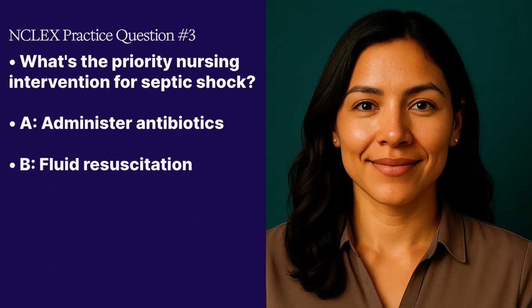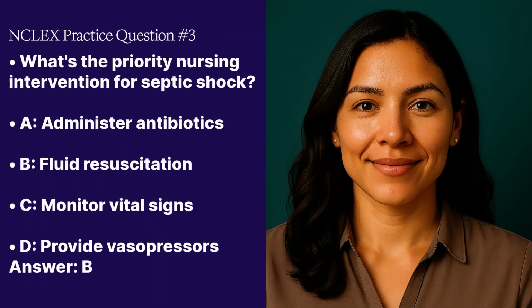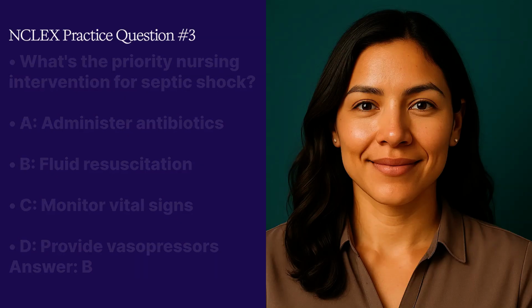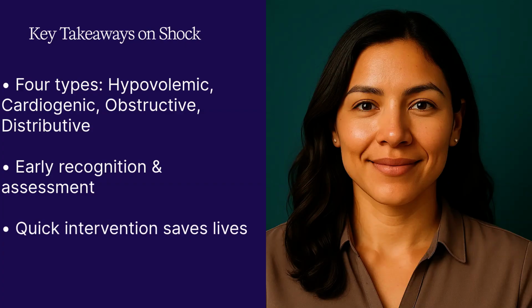For our final practice question, what's the priority nursing intervention for septic shock? A, administer antibiotics, B, fluid resuscitation, C, monitor vital signs, D, provide vasopressors. The correct answer is B, fluid resuscitation. While all options are important, initial fluid resuscitation is crucial in septic shock to improve tissue perfusion and support organ function.